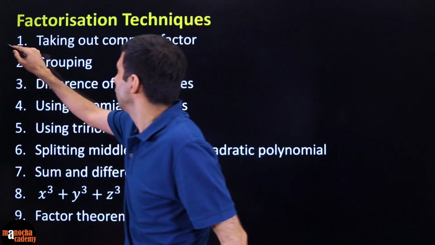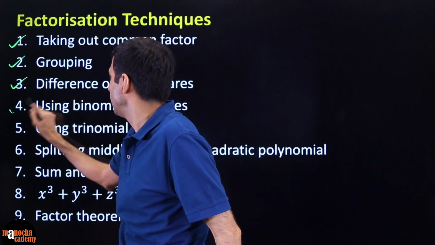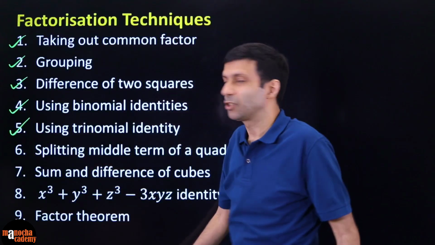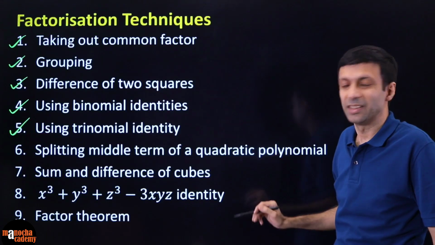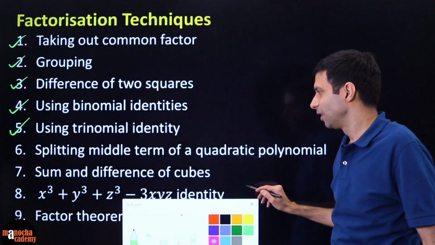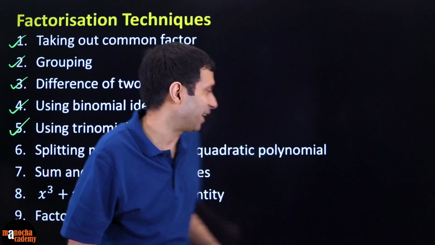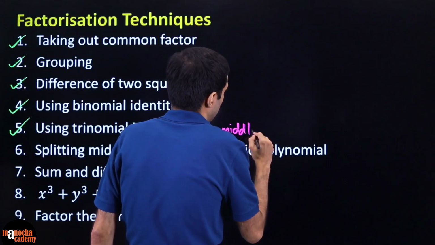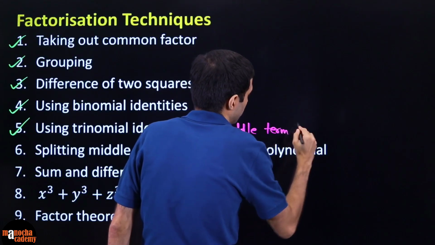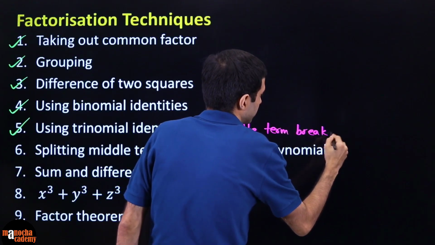So we are done till here now. We have looked at 5 methods. Now let's look at splitting the middle term of a quadratic polynomial. This is also famously known as middle term breaking. So this method is called middle term breaking.